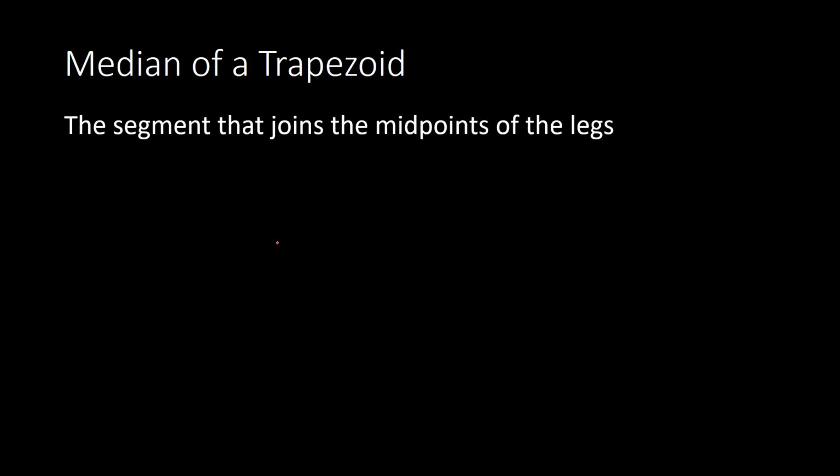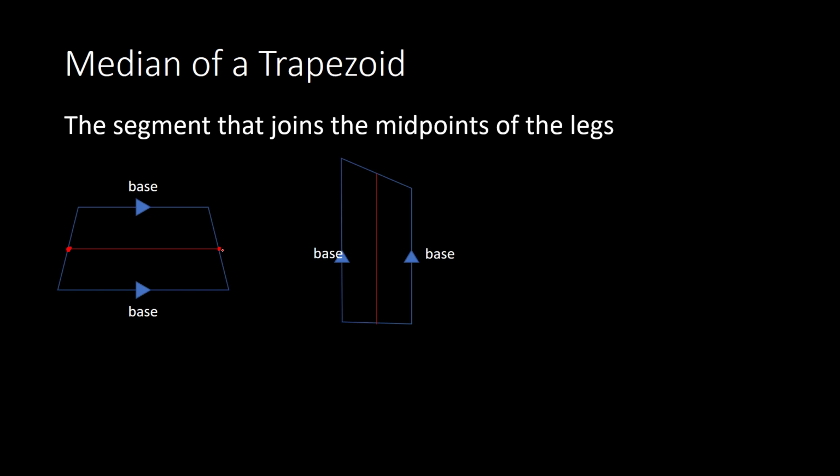Now with a trapezoid, we have what is called a median. The median is the middle segment, or the segment that joins the midpoints of the legs. So here we see a trapezoid. The line in red would be considered the median. It's connecting the midpoints of this side over here and this side over here. Now if you were to flip this trapezoid, so now it's standing up on end, we see that the bases would now be on the left and the right because those are the parallel sides, and the median is going to be down the middle between the 2 bases, connecting the midpoints of the 2 legs. So right here and here.